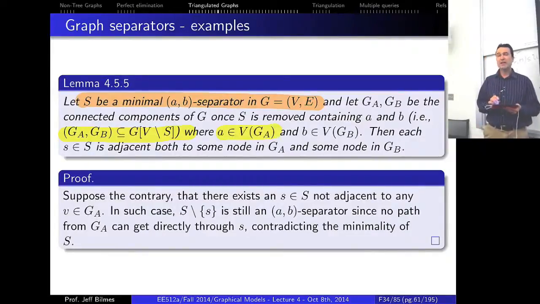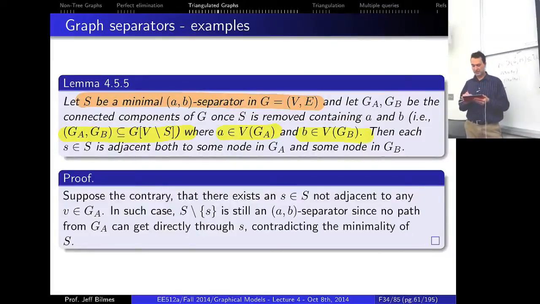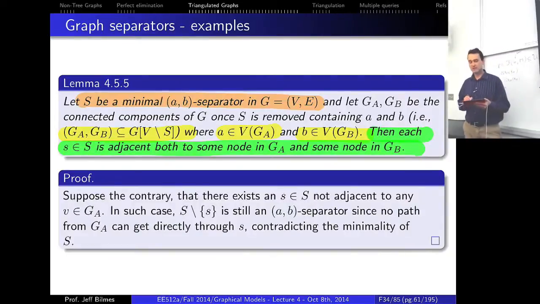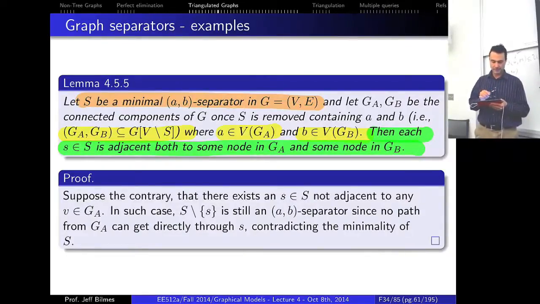The key point is that A is a vertex of GA and B is a vertex of GB. And the critical thing that the theorem is stating then is that each node in S is adjacent to both some node in GA and some node in GB. So why is this? Let's just get some intuition by looking at a picture. So let's say that you are this separator. And here's A. And here's B.